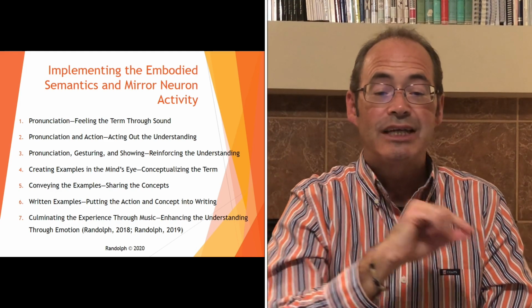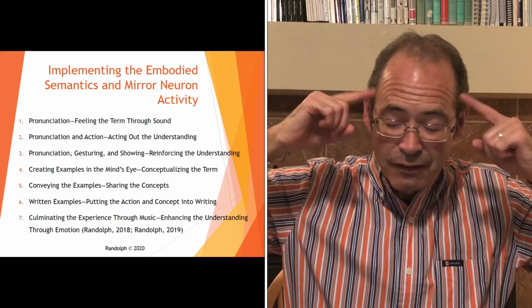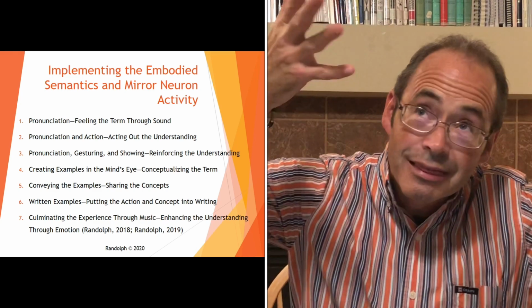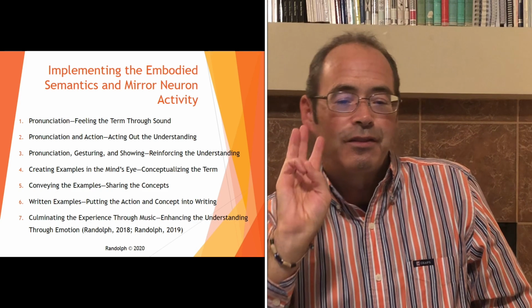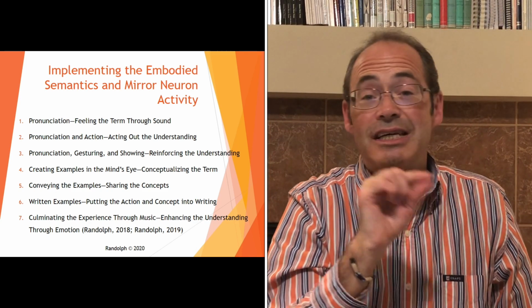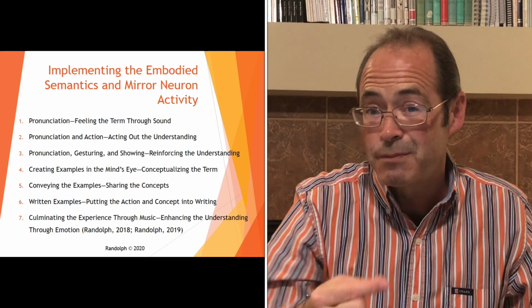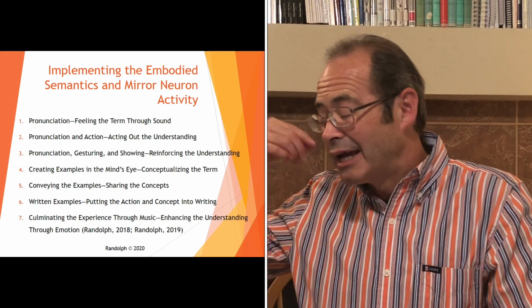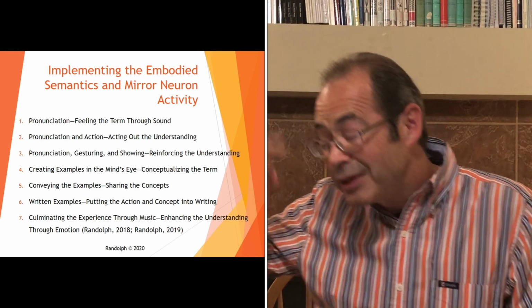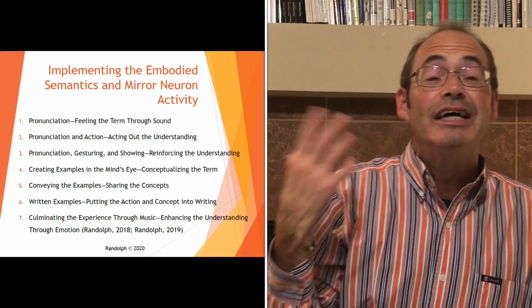Number 2, pronunciation and action. So maybe this is the gesture, come up with, okay? And then come up with, right? Then number 3, pronunciation, gesture, and showing it. So I turn to my partner and I say, come up with, okay? So she's seeing that again.